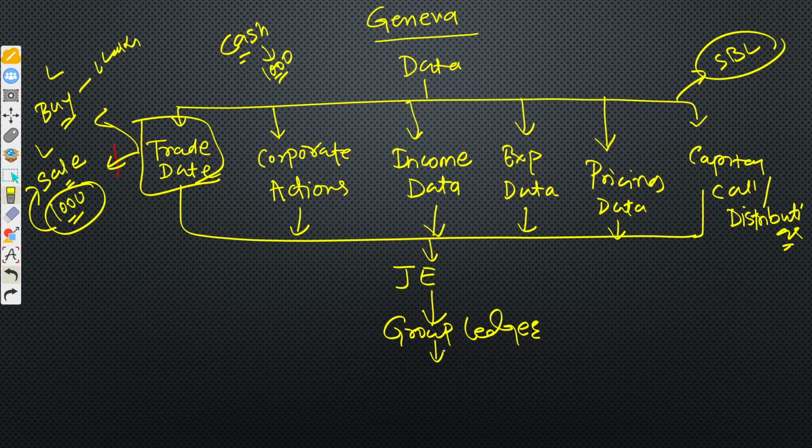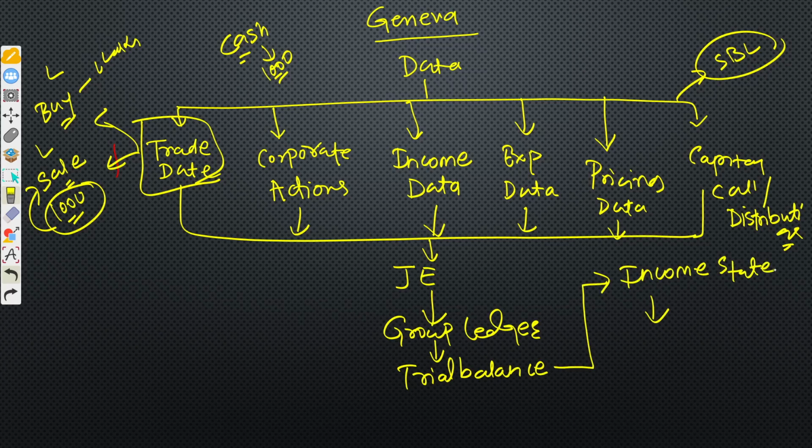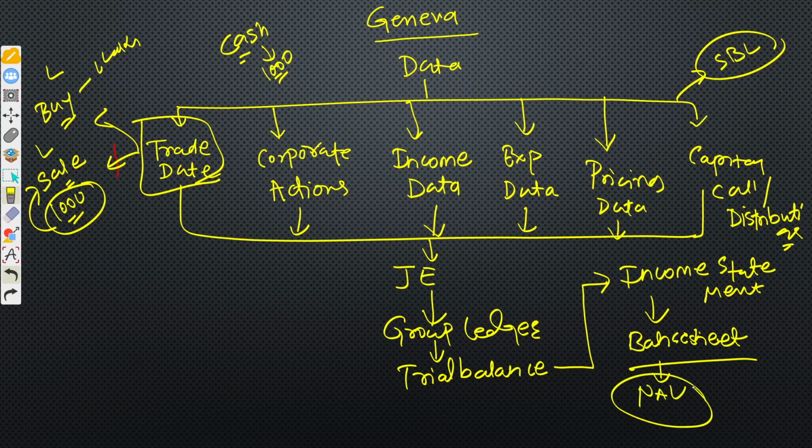Group ledgers help you to prepare a trial balance. And without a trial balance, how will you prepare balance sheets and the income statement? The trial balance helps you prepare the income statement and balance sheets. Your question would be, so what about NAV? On the basis of your balance sheets, you can prepare the NAV statement, the net asset value of the fund. Now, I hope you got it.